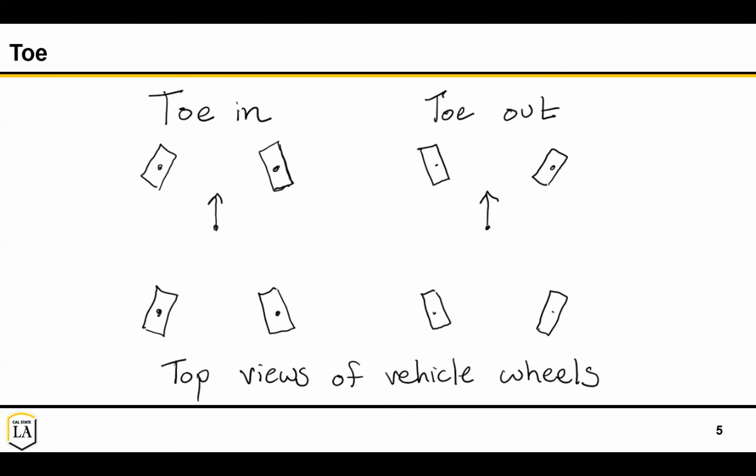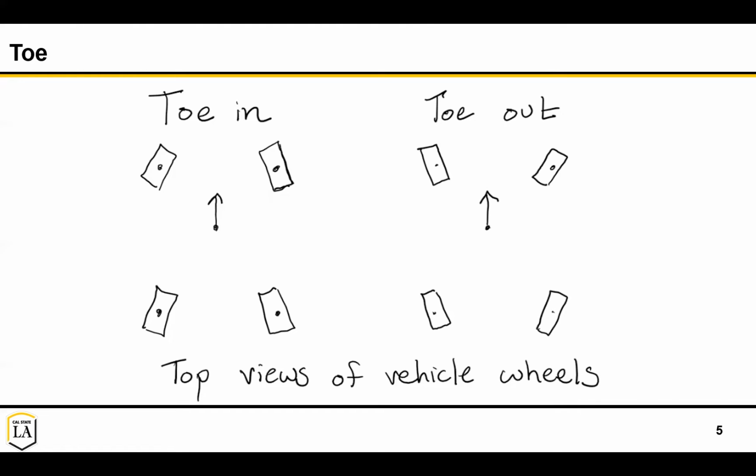So usually toe in is considered more stable. It's pretty common for the front wheels to be set so the forward part of the wheel is about 1/8 of an inch closer than the back side of the front tires. And then toe out is usually considered less stable, but said to be a little bit more agile in turns.